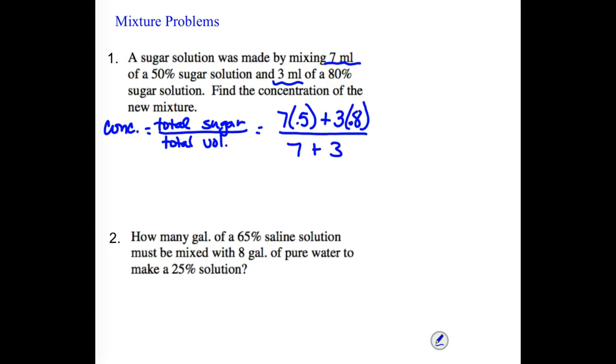What's half of 7? 3.5. What's 3 times 8/10? Don't grab your calculator. 3 times 8. All right. So 3.5 plus 2.4 gives us 5.9 divided by 10, which is 59 hundredths, which would be what percent? All right. So our new mixture is 59% sugar.